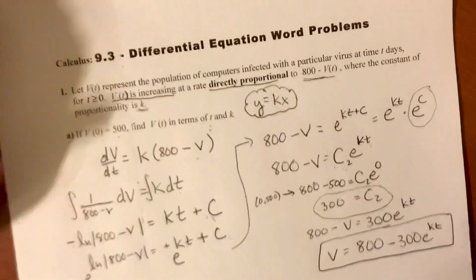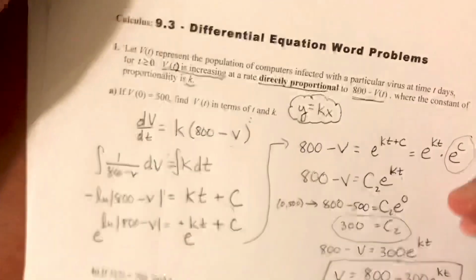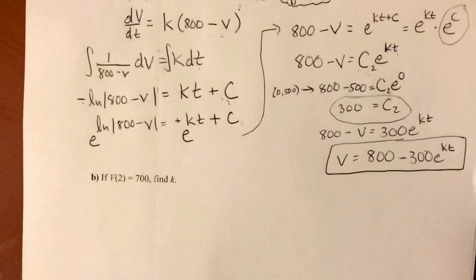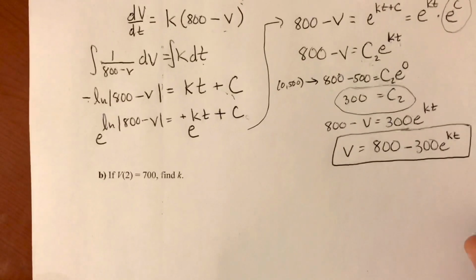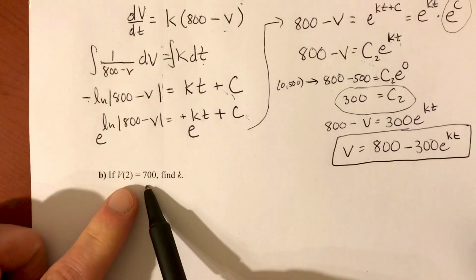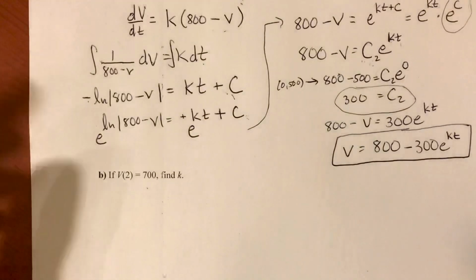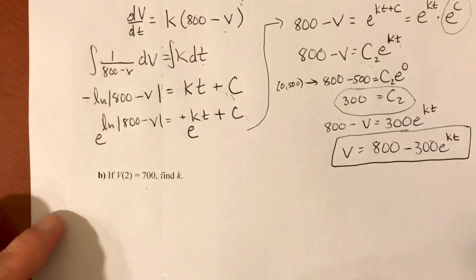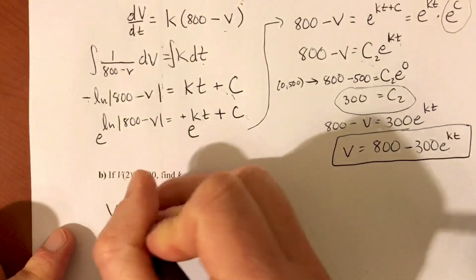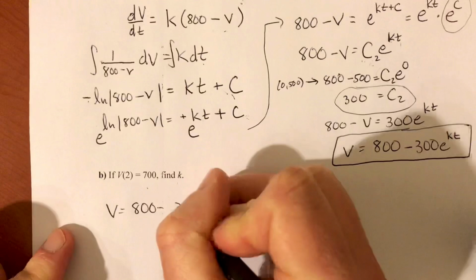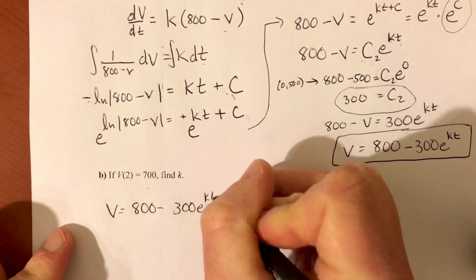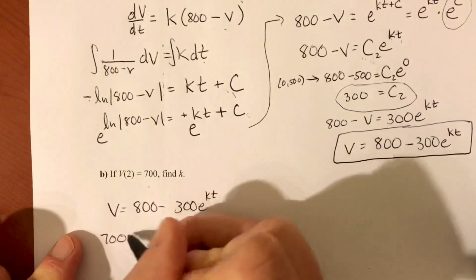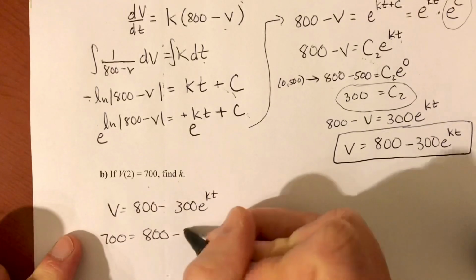I'll get there someday. Okay, now moving along, part B here. We have v of 2 is 700. That's going to allow us to find k. If you got two constants, then you need 2 points to help you find them. It's a basic systems of equations kind of thing. So I've already found c, but now I'm going to find k. So going back to this equation I just found, in that last step, I'm going to plug in 700 for v and 2 for t.